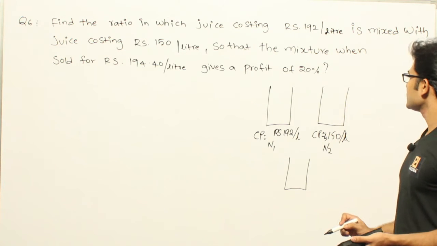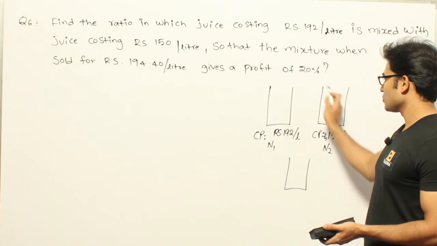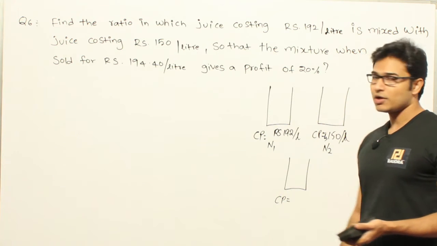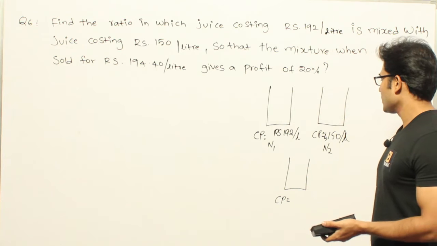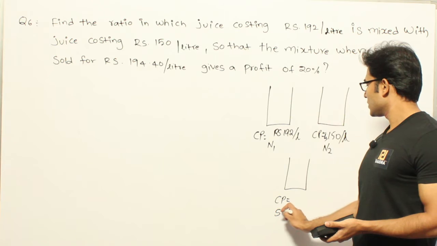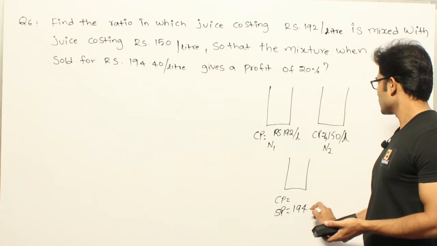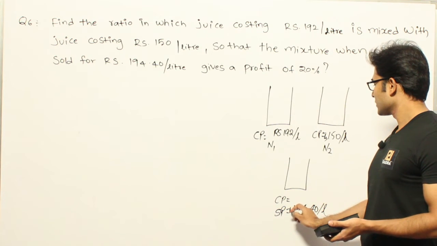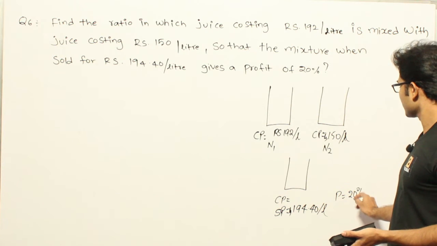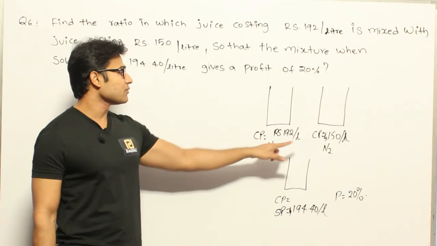Okay, and now N1 parts of this, N2 parts of this are mixed, and then we are going to get some cost price for that. We don't know what the cost price is. Now they are saying that this mixture is sold at 194.40 rupees per liter, and if it is sold at this, we are making a profit of 20%. Right? Then they are asking us what should be the ratio of N1 and N2.